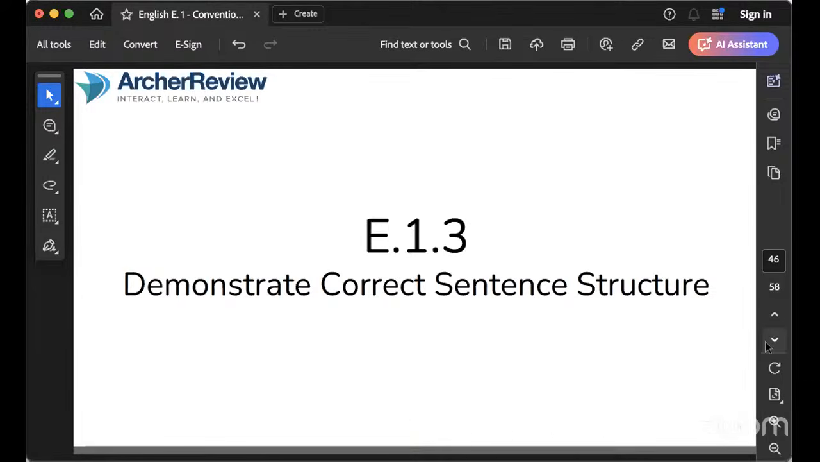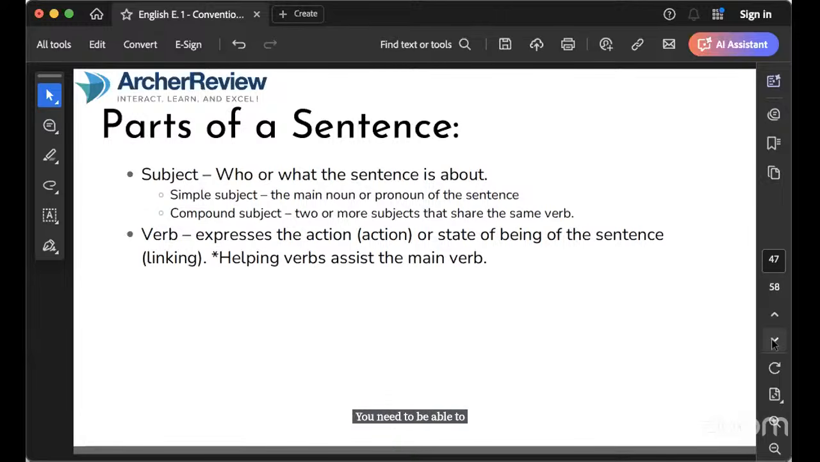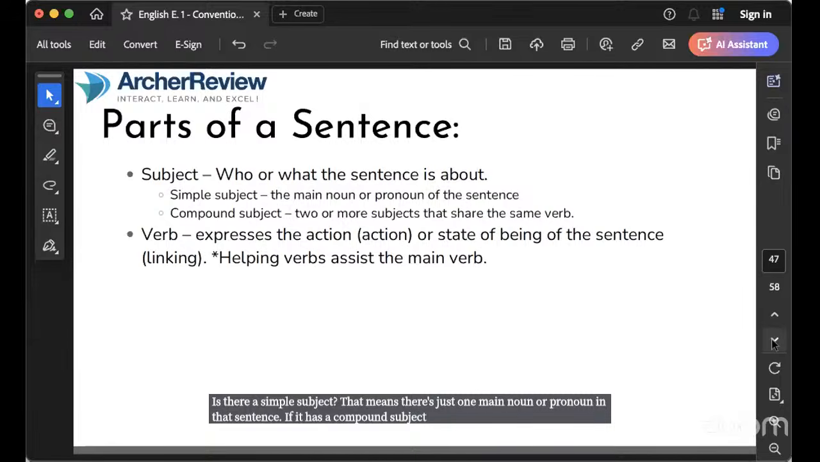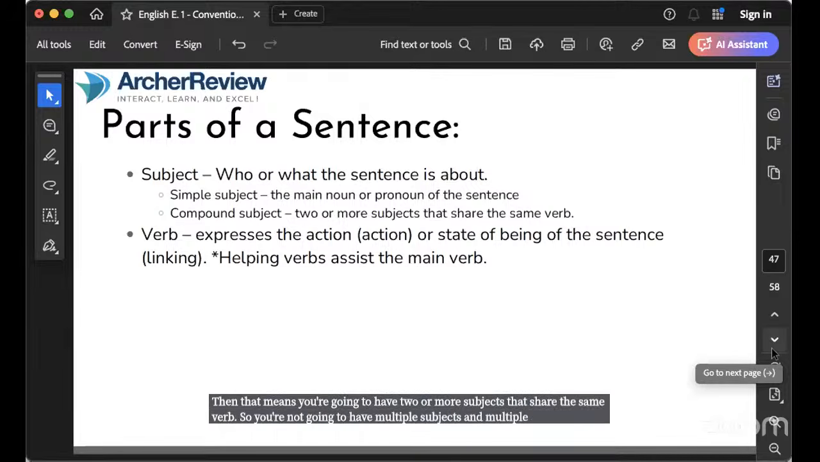But let's look at 1.3 if you can stick around for a little bit. So, correct sentence structure. For this section, you still have to look at what we talked about in the previous section. You have to look at the parts of a sentence. You need to be able to identify subjects. Who or what is the sentence about? Is there a simple subject? That means there's just one main noun or pronoun in that sentence. If it has a compound subject, then you're going to have two or more subjects that share the same verb. So you're not going to have multiple subjects and multiple verbs. You just have multiple subjects and one primary verb.